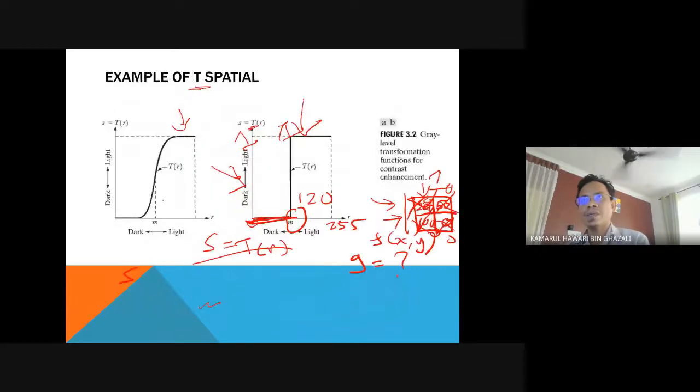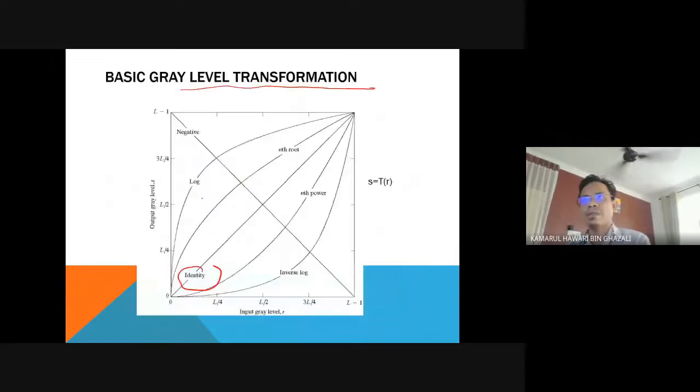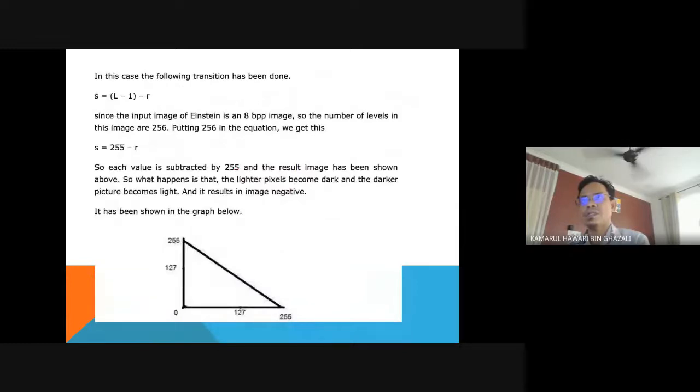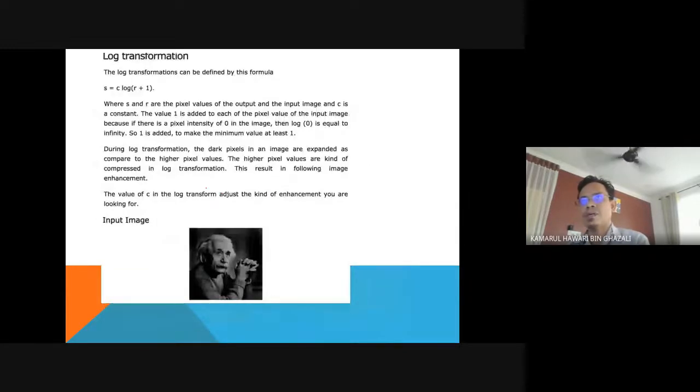So the transformation can be macam ni, this graph, or this graph, or this one, inverse log, identity, linear transformation, negative transformation, this is negative transformation, log transformation, so on and so forth. Then you get the output or the transformation for the G just now. Okay.